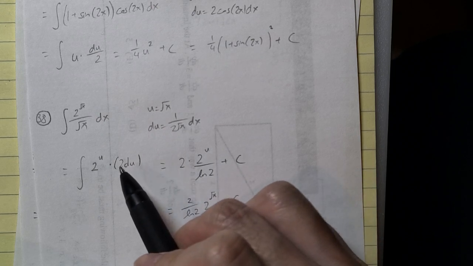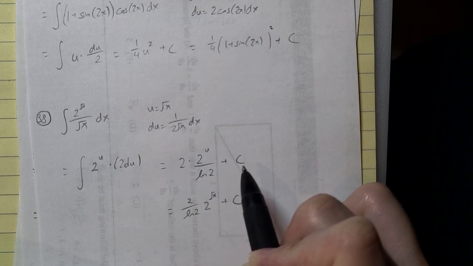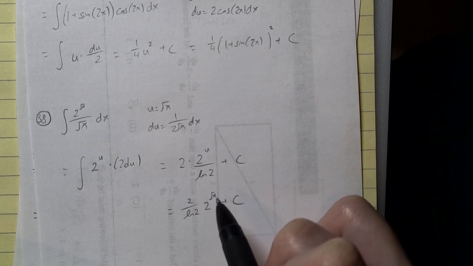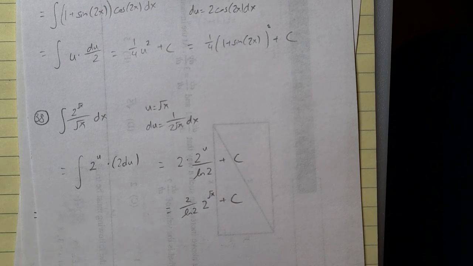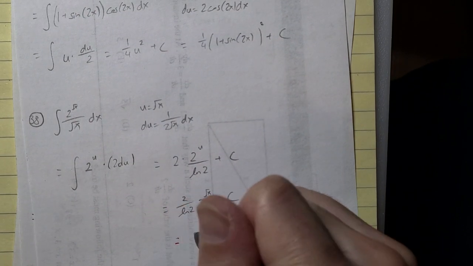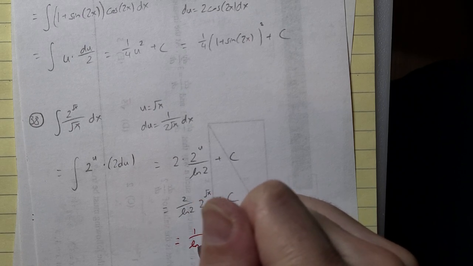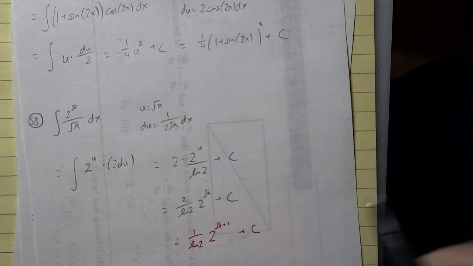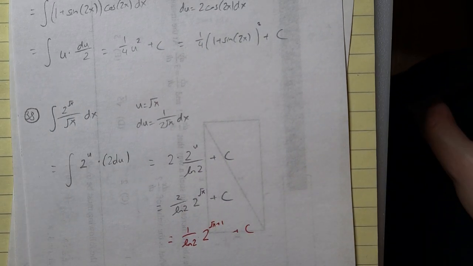Okay? And then this 2 we still have over here, plus c. So 2 over ln 2, 2 to the square root x plus c. That's the answer. And if you really want, you can move this 2 into the inside also. So it would be 1 over ln 2, 2 to the root x plus 1 plus c. Okay.